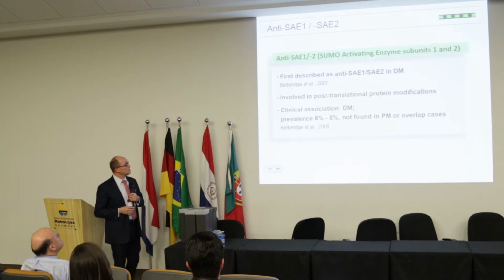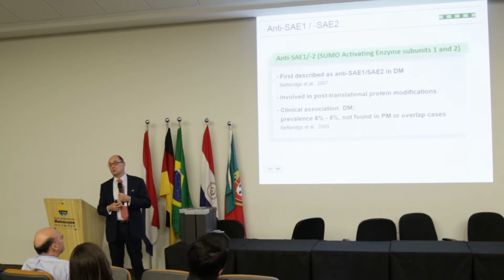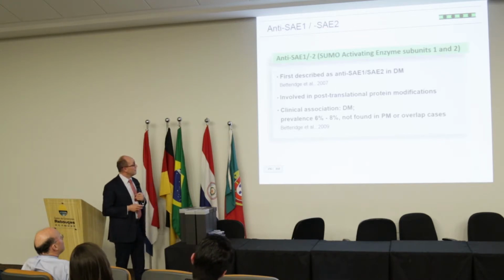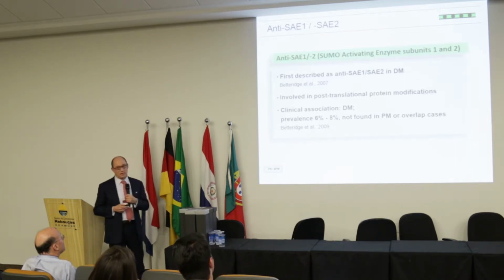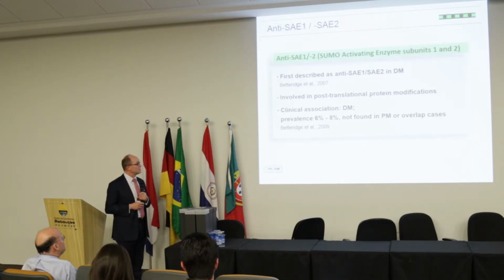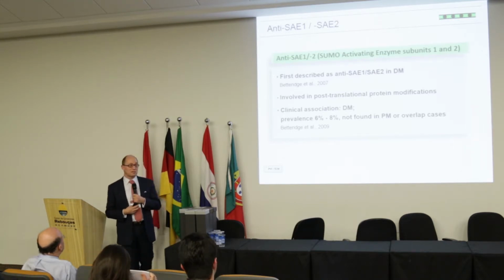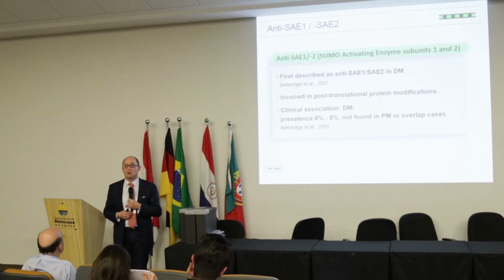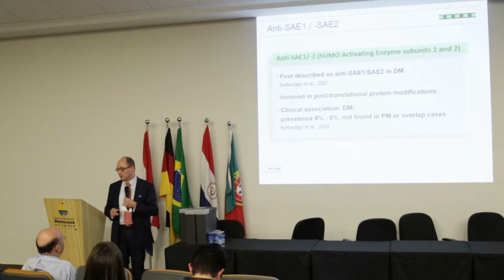SAE1, SAE2, SUMO-activating enzyme subunit 1 and 2, was described by the group of Neil McHugh in Bath. This antigen is involved in post-translational protein modifications, clinical association dermatomyositis. It's never found so far in polymyositis, prevalence 6 to 8%. In our assays, we are just using the SAE1 subunit because so far we have not found a single case which had exclusively antibodies against SAE2, so SAE1 is sufficient.